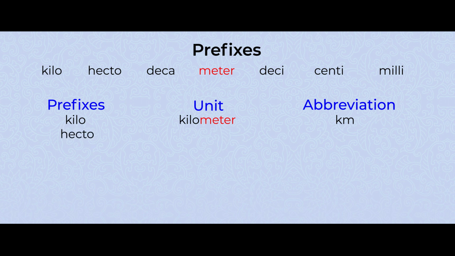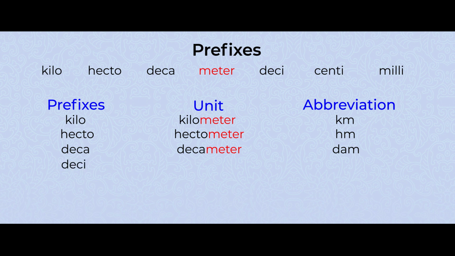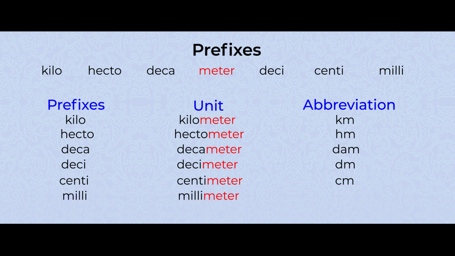If we use hecto, we get hectometer, and the abbreviation is hm. If we use deca, then we get decameter, and the abbreviation is dam. If we use deci, decimeter is the unit, and the abbreviation is dm. If we use centi, we'll get centimeter, and the abbreviation is cm. If we use milli, we'll get millimeter, and the abbreviation is mm.